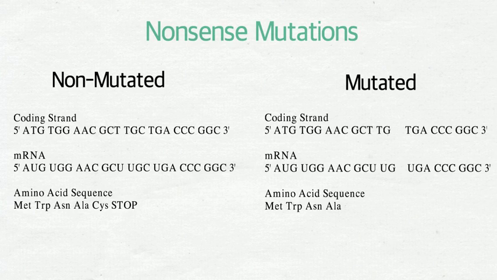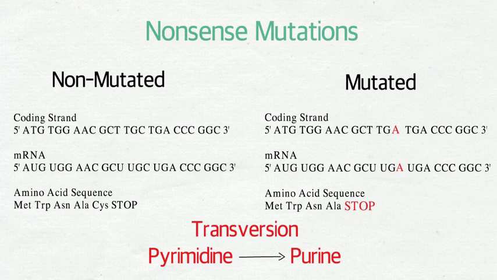Observe the difference between the two strands. A transversion has occurred, causing a C to be replaced with an A. This exchange will cause the original amino acid, cysteine, to become a stop codon, which cuts the protein short.